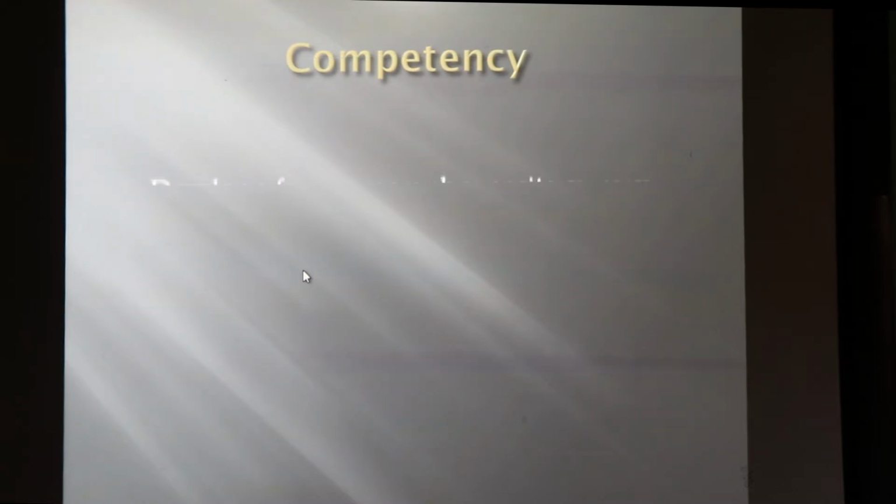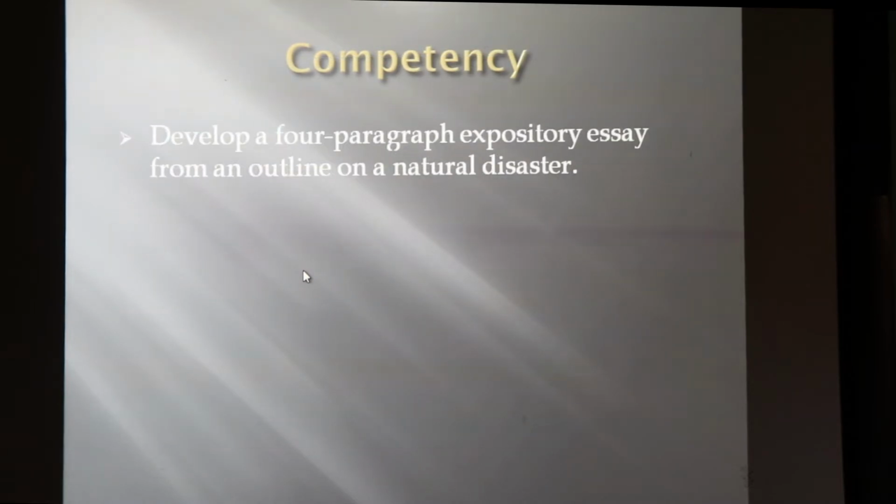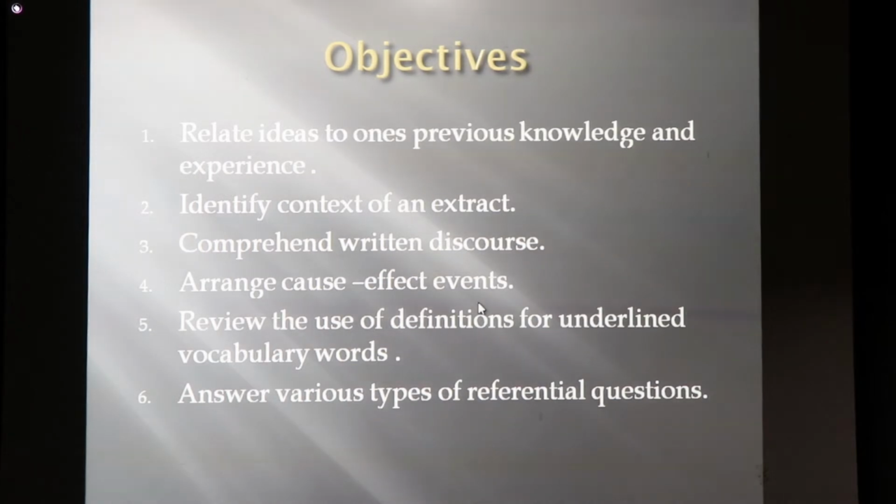At the end of this lesson, students should be able to develop a 4-paragraph expository essay from an outline given on a natural disaster. At the end of this video, students should have been able to relate ideas to one's previous knowledge and experience, identify context of an extract, comprehend written discourse, arrange cause-effect events, review the use of definitions for underlined vocabulary words, answer the various types of referential questions.